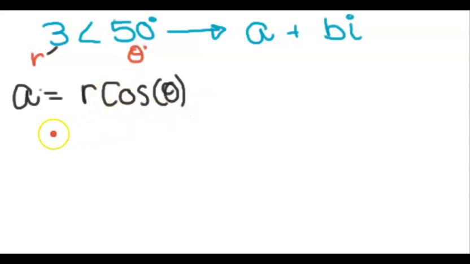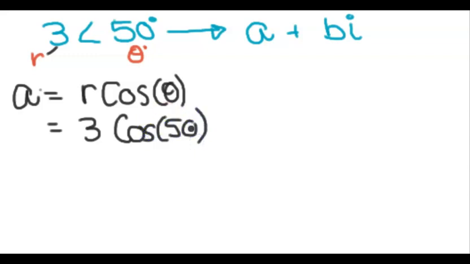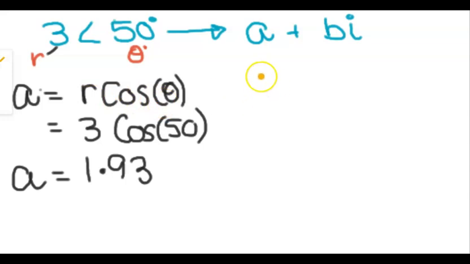So I can just put the value. Let's keep the black color. 3 multiplied by cos 50. Make sure your calculator is in degree mode, and that will give you the answer. Round it off to 2 decimal places, 1.93. Now I want to find the B.